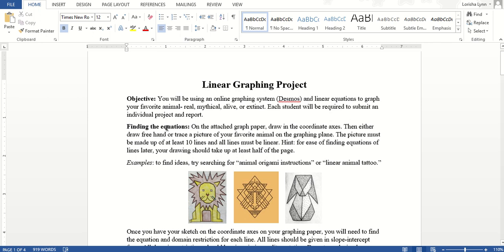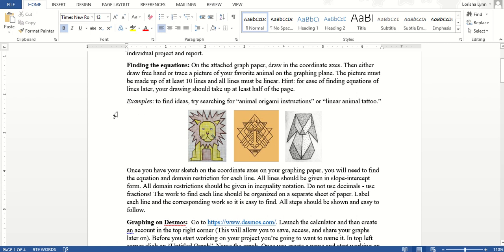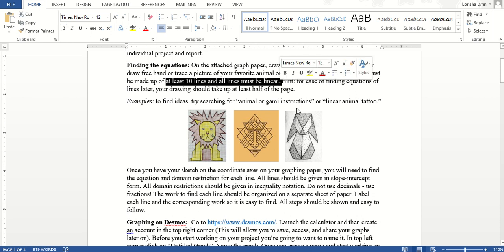So breaking down the process a little bit, I handed out graph paper in lab the other day. I would suggest you draw freehand or trace a picture of your favorite animal on that graphing paper. I don't care if that animal is real, made up, extinct, mythical, just whatever your favorite animal is. I want you to draw it using at least 10 lines. You can use more, but they have to be at least 10 lines, and all of those lines have to be straight lines.